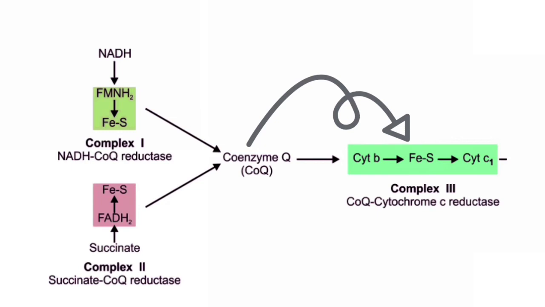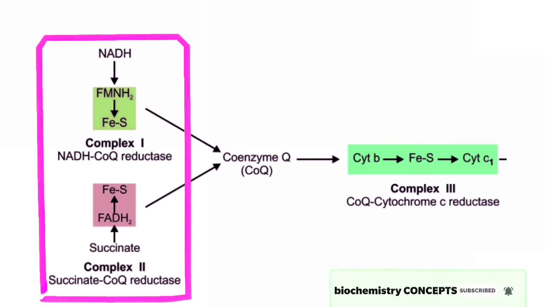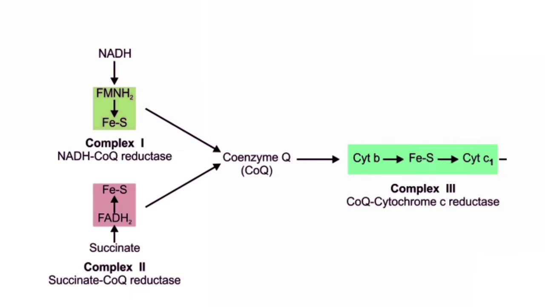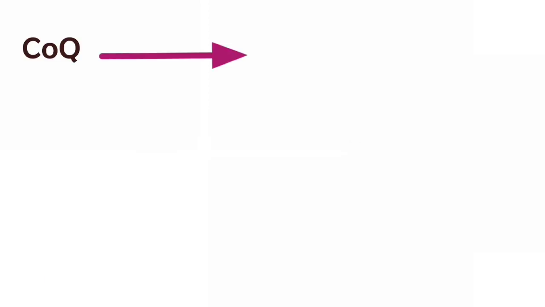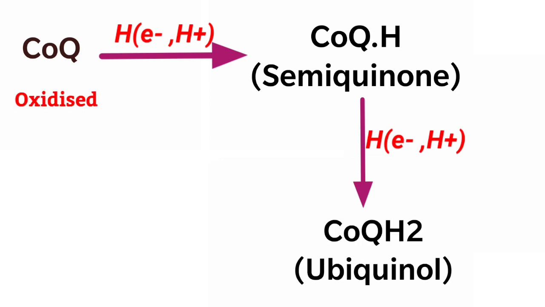So coenzyme Q also links flavoproteins to the cytochromes. That means complex 1 and complex 2 are flavoproteins. These are linked to the complex 3, which is a cytochrome. So that's why you can say that coenzyme Q links the flavoproteins to the cytochromes. When coenzyme Q accepts one electron and one proton, it is converted into semiquinone. And this semiquinone, when it accepts one more electron and proton, is converted into ubiquinol. So coenzyme Q is the oxidized form and coenzyme QH2, that is ubiquinol, is the reduced form.